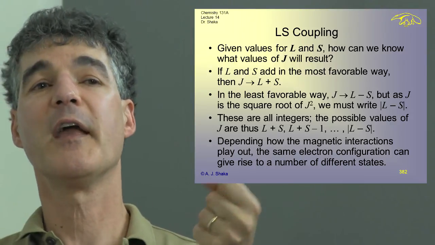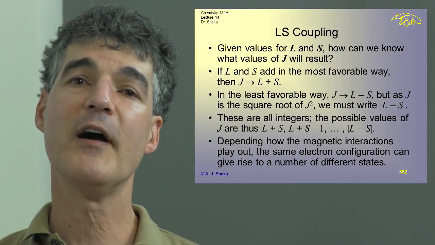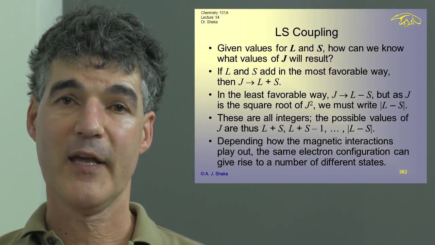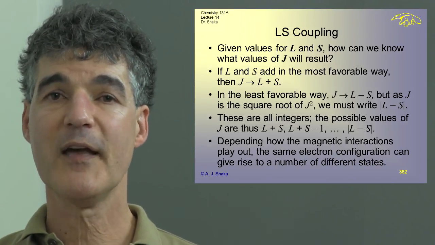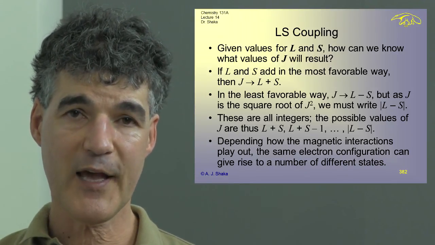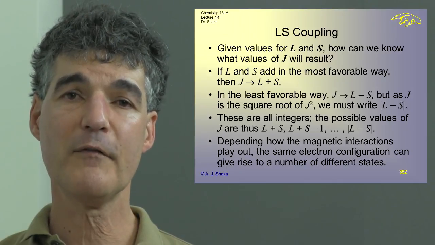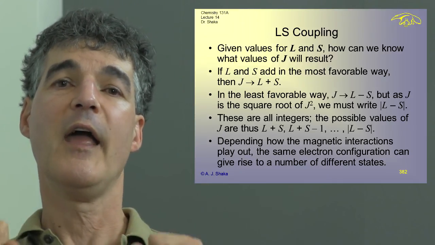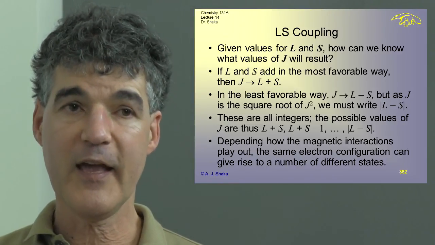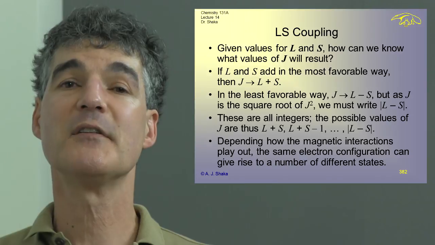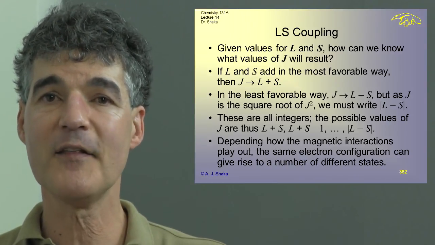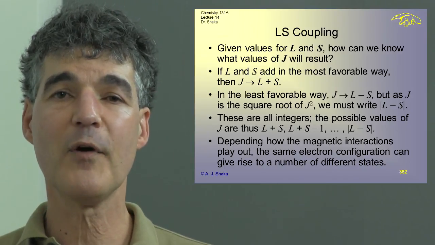Now we've got big L and big S. How do we know what values of J will result? Big L is something, could be 2. Big S is something, could be 1 or 3/2, depending how many particles we have. And we want to figure out what values the total angular momentum of the atom J can be. Well, the answer is it's pretty much the same thing again, because angular momentum always adds in exactly the same way. Doesn't really matter what it is.